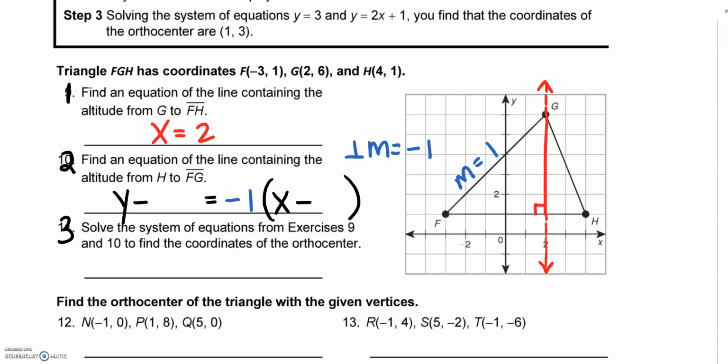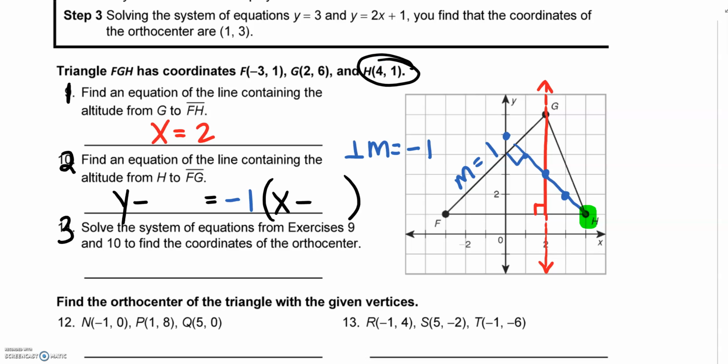Now, as far as using a point on the line, if I follow that negative 1 slope from the only point I know, H, I can go up 1, left 1, up 1, left 1, and so on. When I connect those points, I wind up with an altitude that not only passes through H, but is also perpendicular to FG, which means I know for a fact that the coordinates of H exist on this line that I just created. And H's coordinates are 4, 1.